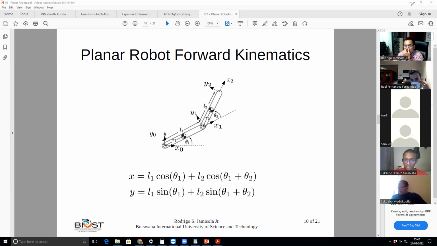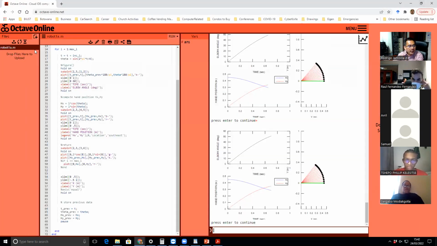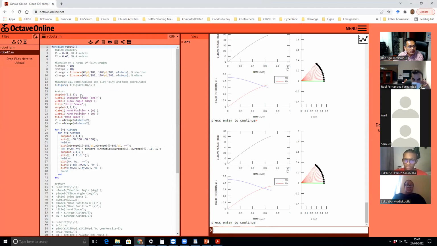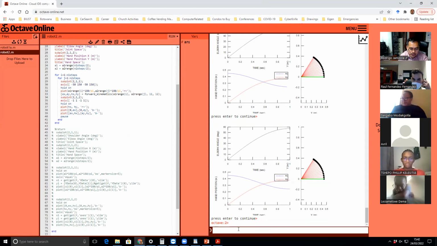So now we input the angles and need to find the hand. Where is it now? Here. That's the one joint robot. Now let's do two joints. So that's robot 2. Robot 2 means there are 2 degrees of freedom.